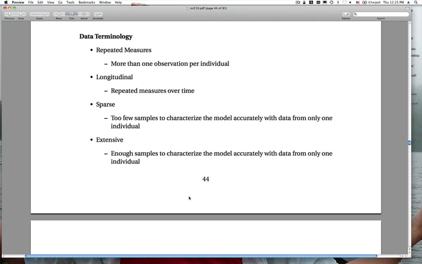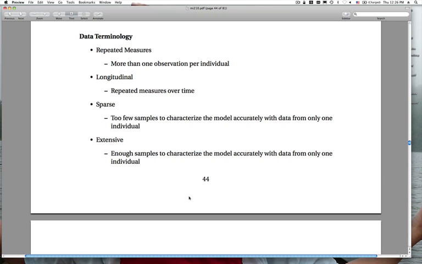A few more terms to review. When we talk about repeated measures, especially in terms of population PK/PD, we're talking about measurements that are characterized by more than one observation per individual. And usually repeated measures in a clinical trial are taken longitudinally, that is, repeated measures taken over some period of time.